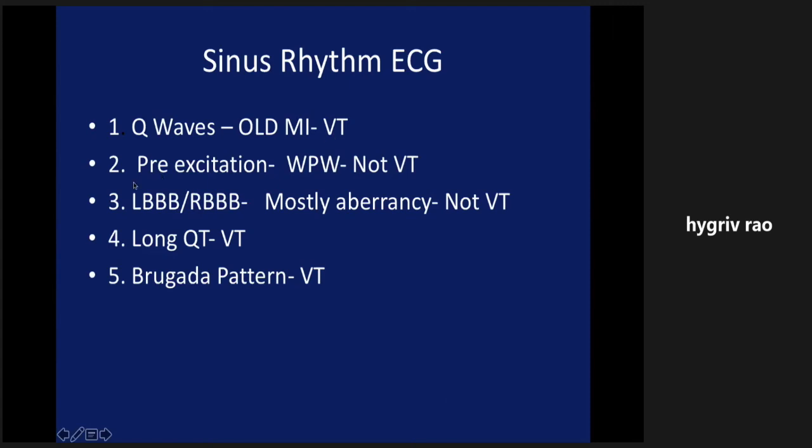If there is pre-excitation, I told you, if you have WPW syndrome, it's not VT. If it's a left bundle branch or right bundle branch block, mostly it's aberrancy. Again, it's not VT. If you have a long QT, it's a VT, and a Brugada pattern is VT. These are some of the examples. Of these, the commonest is the Q waves. And you don't miss the pre-excitation.